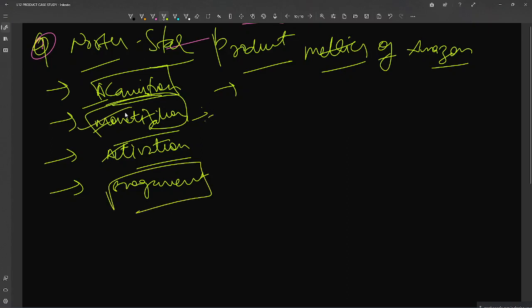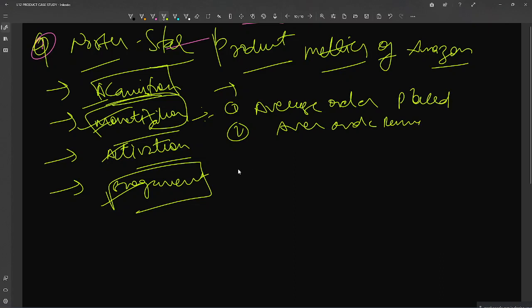So let's try to speak about monetization and engagement. Pick two metrics for monetization. Average MRR, average order placed, average order revenue. Yes. Then in engagement you can say DAU, MAU, average session per user. That's it.